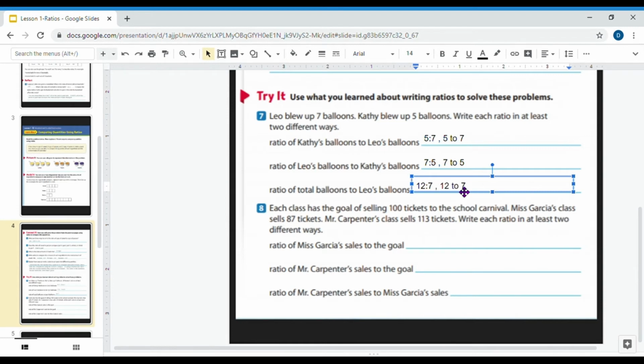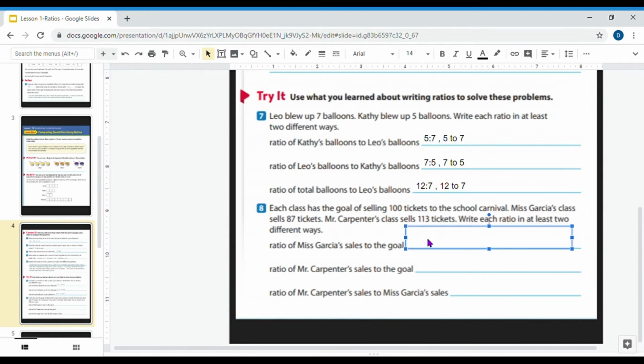And looking at number 8. Each class has the goal of selling 100 tickets to the school carnival. Miss Garcia's class sells 87 tickets. Mr. Carpenter's class sells 113 tickets. Write each ratio in at least 2 different ways. Ratio of Miss Garcia's sales to the goal. So Miss Garcia's class sold 87 tickets. I'm going to write the colon, and the goal was 100 tickets. I'm going to write that in 2 ways using the word to.